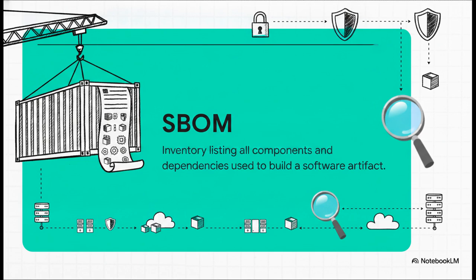To lock this down, we absolutely need an SBOM, or a software bill of materials. Think of it as the physical shipping manifest for your container. In modern dev, a single container image can have hundreds of third-party packages packed inside. Without an SBOM, you literally have no idea what you're running in production.